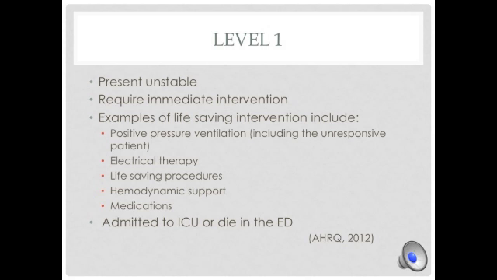Electrical therapy includes defibrillation, cardioversion, or pacing. Life-saving procedures include pericardiocentesis, chest needle decompression, or open thoracotomy. Examples of hemodynamic support include fluid resuscitation, pressors, and blood if unstable and bleeding. Examples of immediately needed medications include Narcan, adenosine, atropine, and D50. Most ESI level 1 patients are admitted to the ICU or die while they're in the ED.